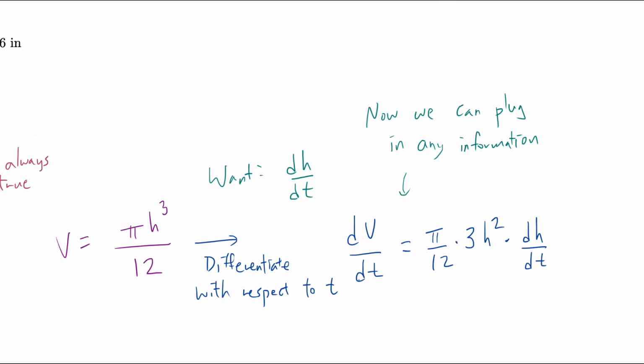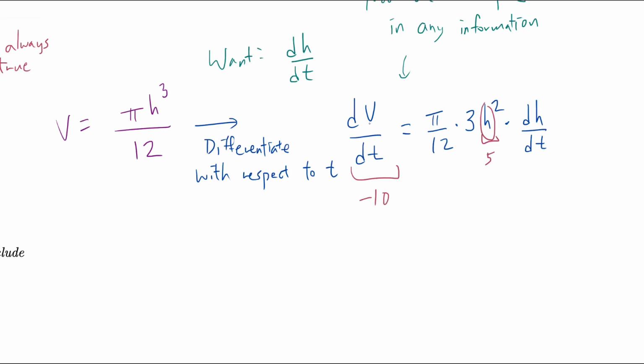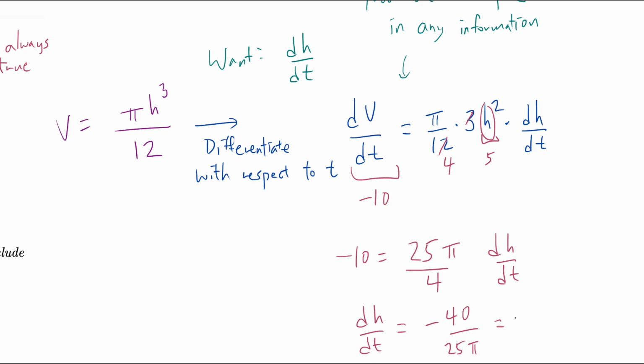So we know this thing is negative 10, and we know H is 5 here. And now it's a little annoying, but you just have to simplify it carefully. You have negative 10, so 3 cancels with 12, giving 4 in the denominator. You have 25 at the top, so 25 pi over 4 dH/dt. You want to find dH/dt, so that's easy enough. You just multiply both sides by the reciprocal, and that's going to get us negative 40 over 25 pi, or negative 8 over 5 pi.